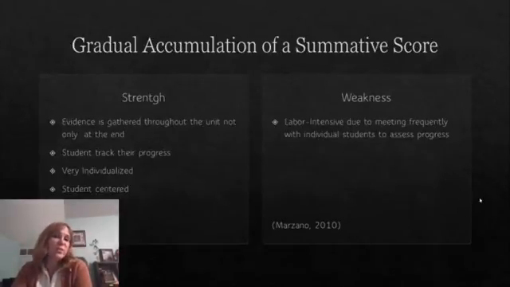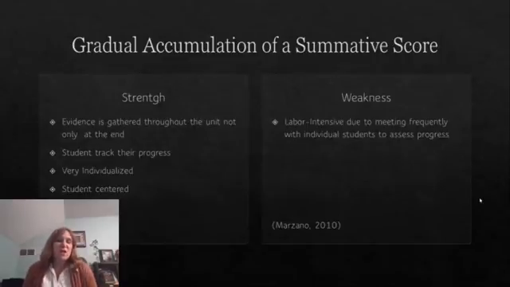In a gradual accumulation of summative scores, those summative scores are added onto. So they're like mini summatives throughout the whole process. So those individual or daily targets are kind of added in. A strength to that is evidence is gathered throughout the whole unit, not only at the end. Students also in this process track their own progress. It's very individualized and very student-centered.